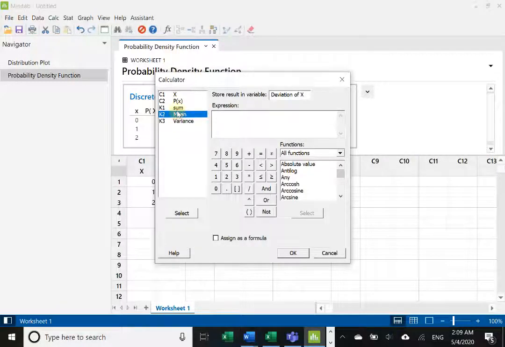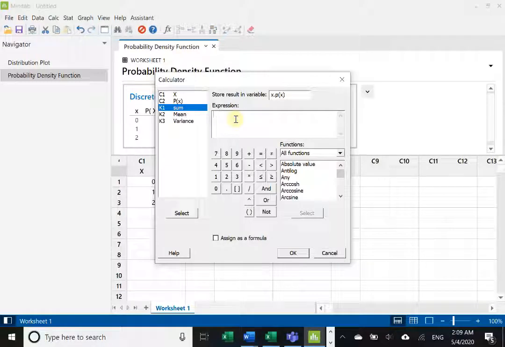Okay, don't worry about these, but you should have X and PX. So we're going to create a column of XPX. Right in here is where you label your column. I'm going to call that X times probability of X. You see that? Whatever you want to label it.